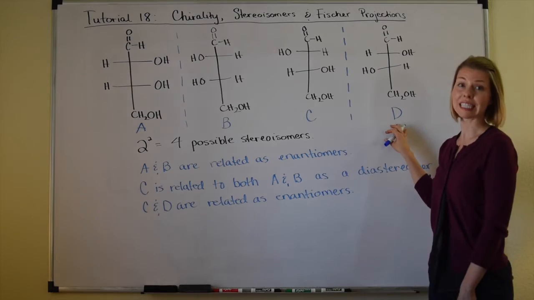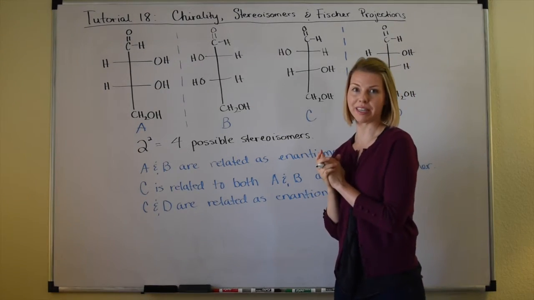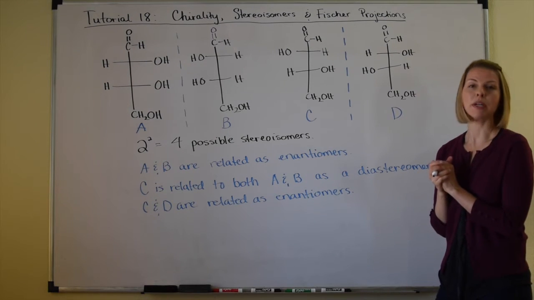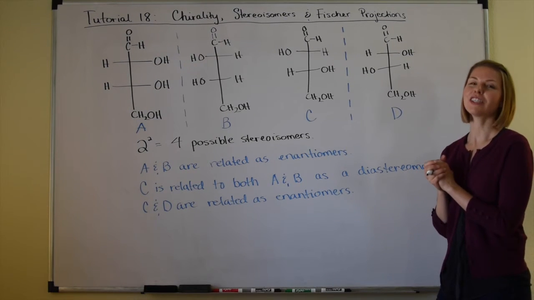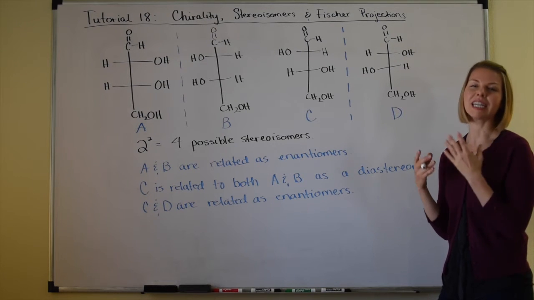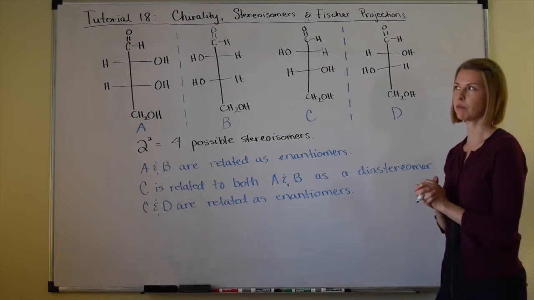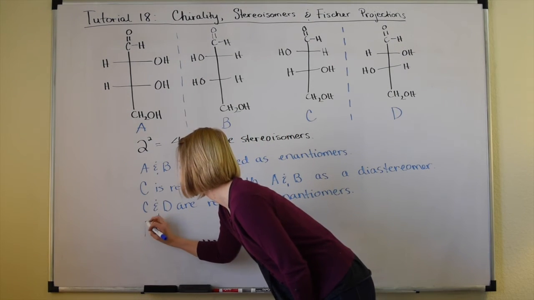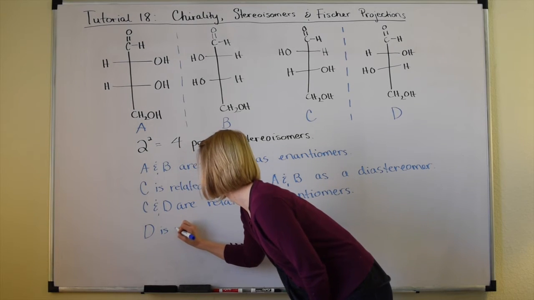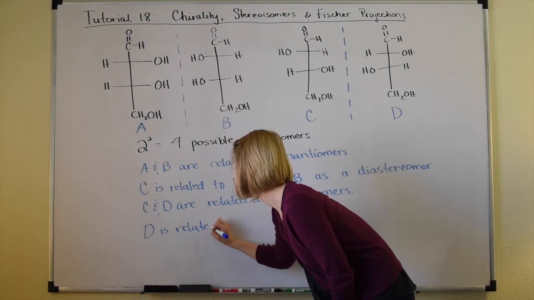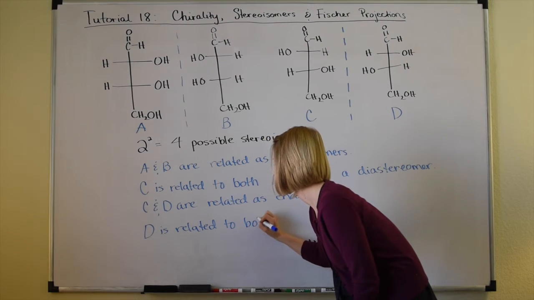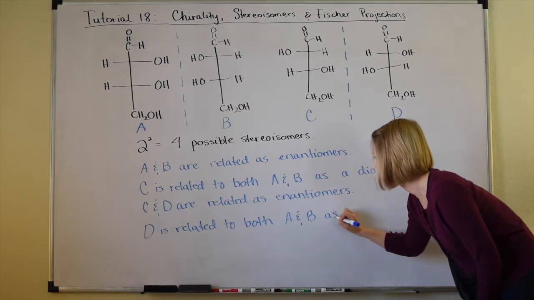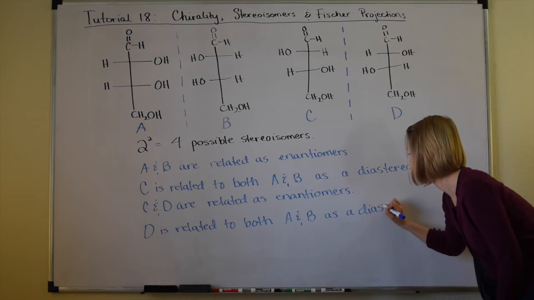Okay, then how does D relate back to A and B? Well, D is a stereoisomer of both A and B, but it is not an enantiomer of A or B, so molecule D must also be a diastereomer of A and B. Boy, that was a lot to say. Okay, so let's write that down here. So D is related to both A and B as a diastereomer.